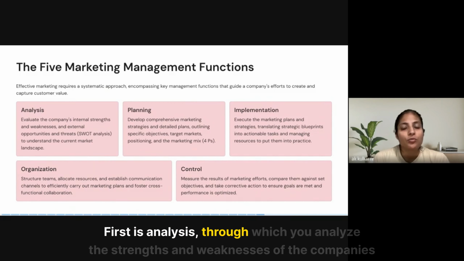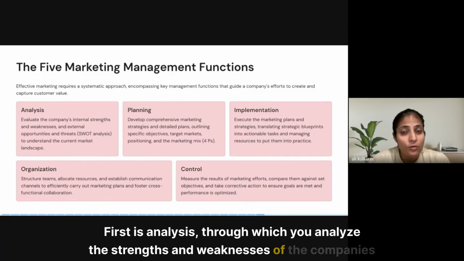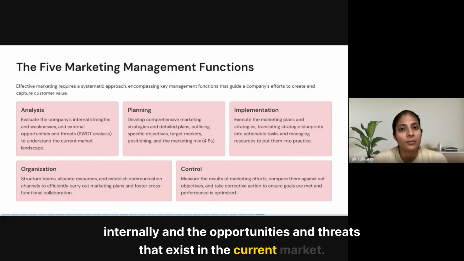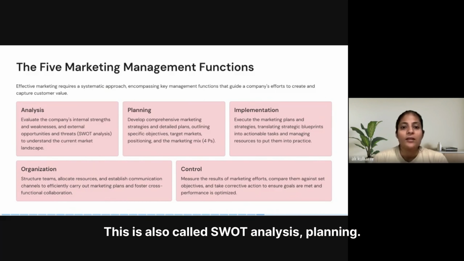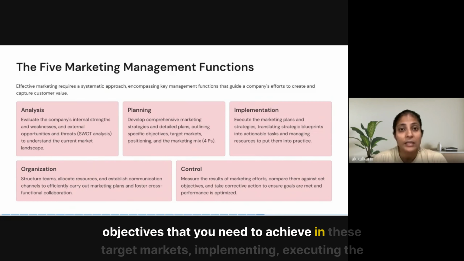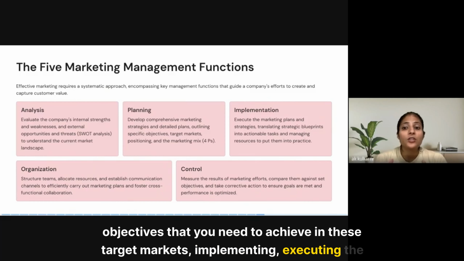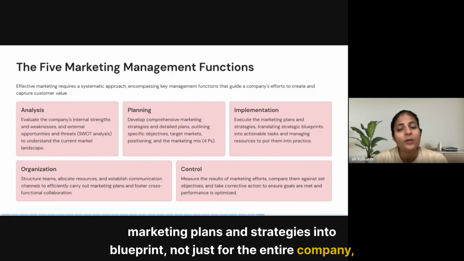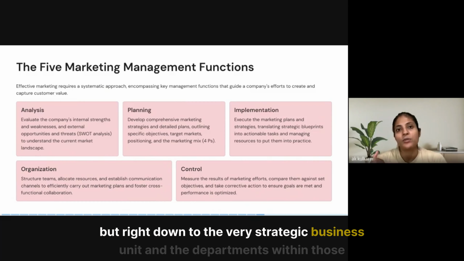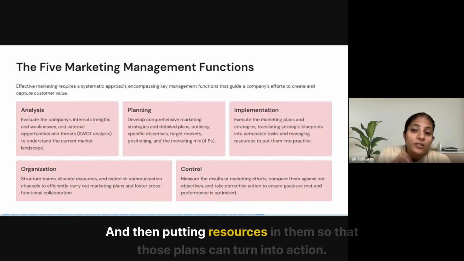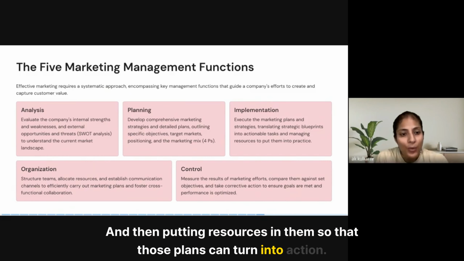First is analysis, through which you analyze the strengths and weaknesses of the company internally and the opportunities and threats that exist in the current market. This is also called SWOT analysis. Planning: developing market strategies, the four P's framework, the target markets, laying down the objectives that you need to achieve in these target markets. Implementing: executing the marketing plans and strategies into a blueprint, not just for the entire company, but right down to the very strategic business unit and the departments within those units, and then putting resources in them so that those plans can turn into action.